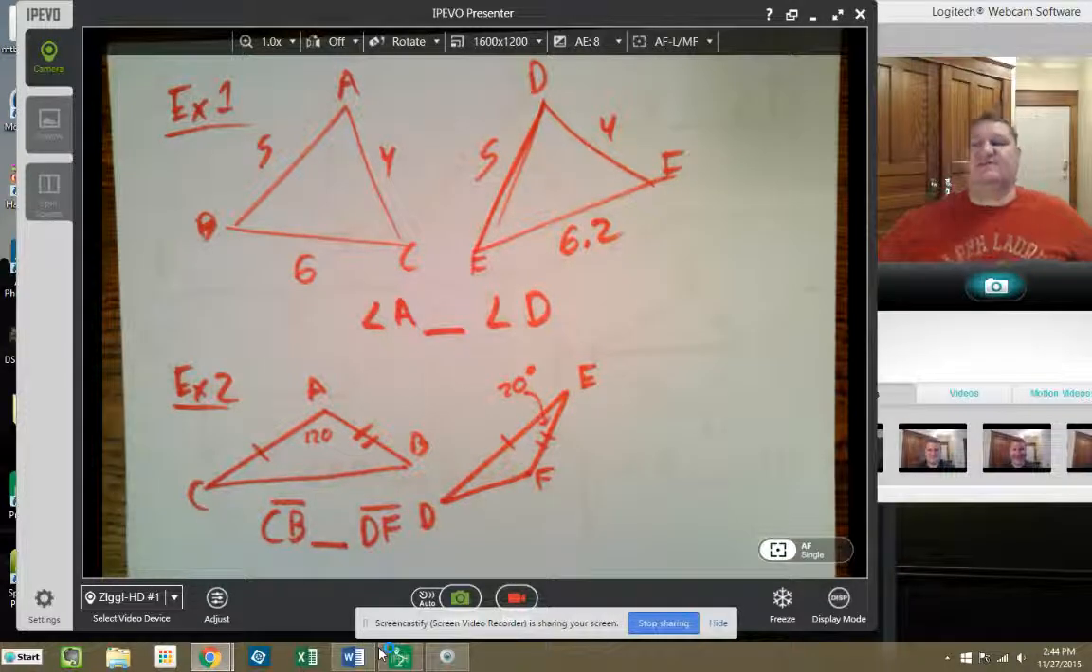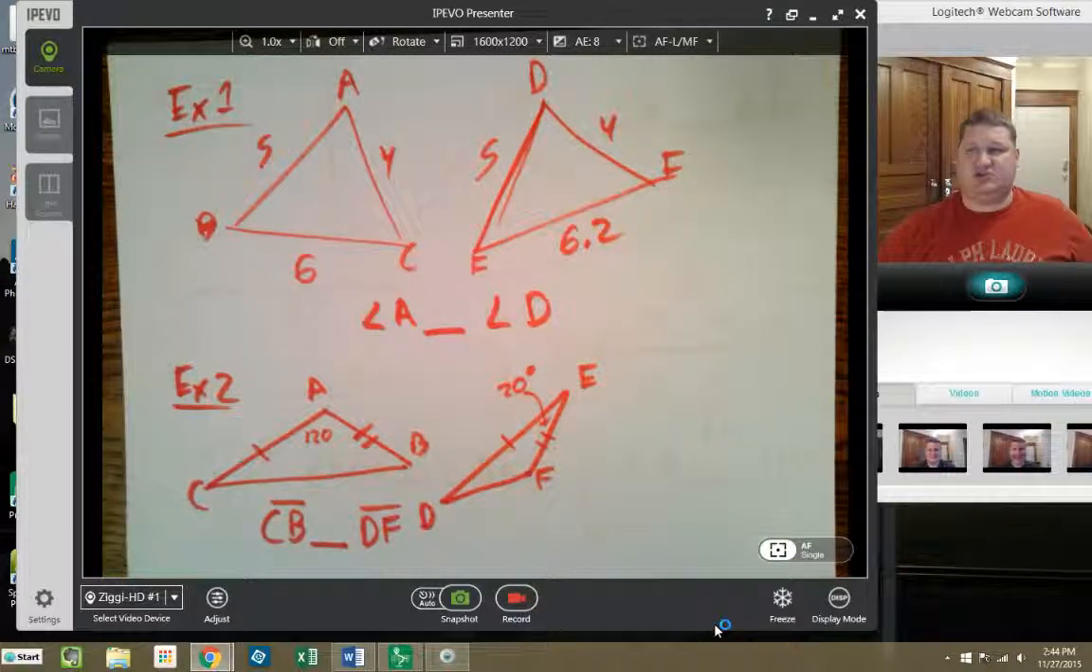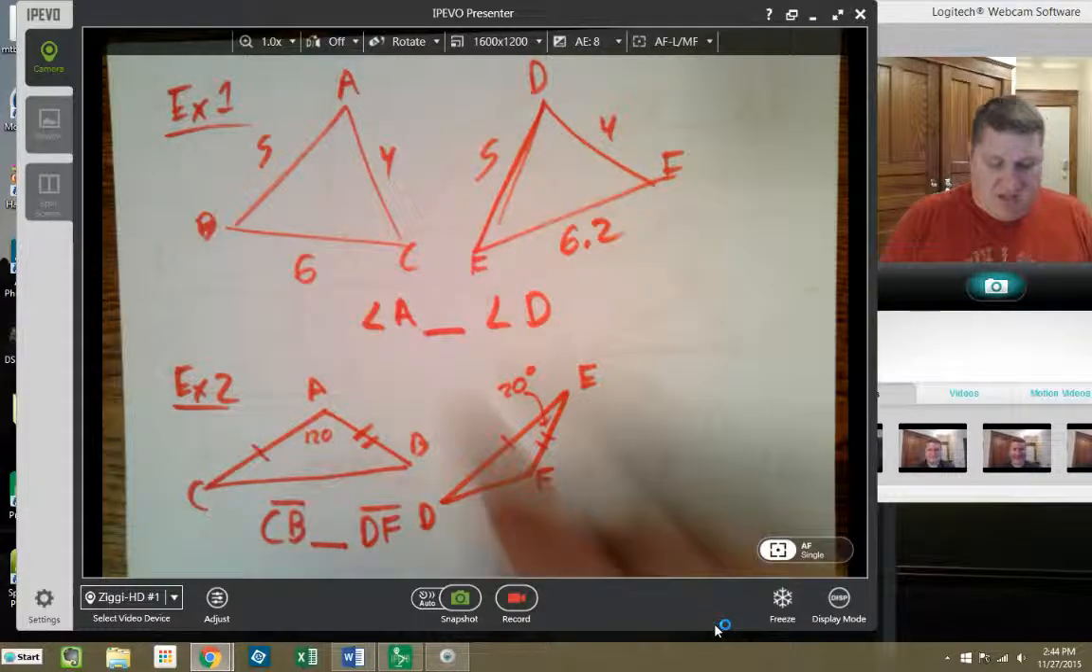Okay, ladies and gentlemen, let's finish up our discussion of the Hinge theorem. We want to do some examples. Now, here's our first example.